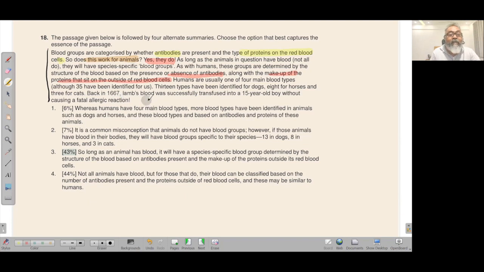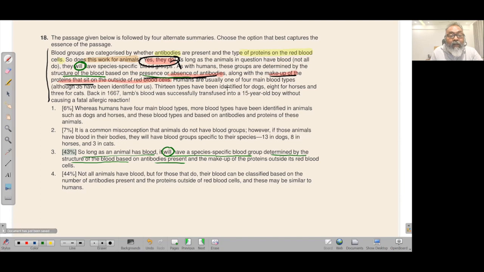Back in 1967, lamb's blood was successfully transferred into a 15-year-old boy without causing a fatal allergic reaction. The point is that animals have blood groups, and that is based on the presence or absence of antibodies and the makeup of the proteins. So if you look at answer choice number 3, so long as an animal has blood, it will have a species blood group. So will is fine. Determined by the structure of the blood, based on antibodies present and the makeup of the protein that sit outside the red blood cells.